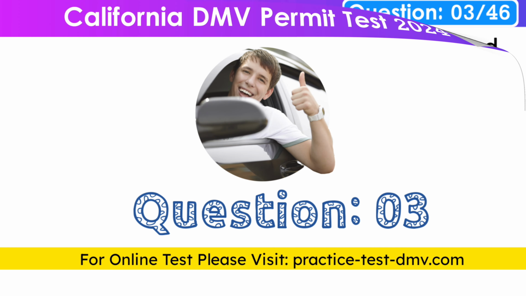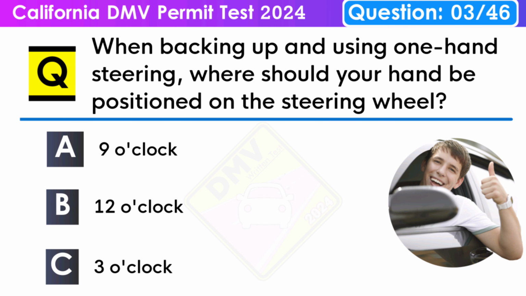Question 3. When backing up and using one-hand steering, where should your hand be positioned on the steering wheel? A. 9 o'clock. B. 12 o'clock. C. 3 o'clock. Correct answer, B. 12 o'clock. This position provides better control and visibility when backing up.